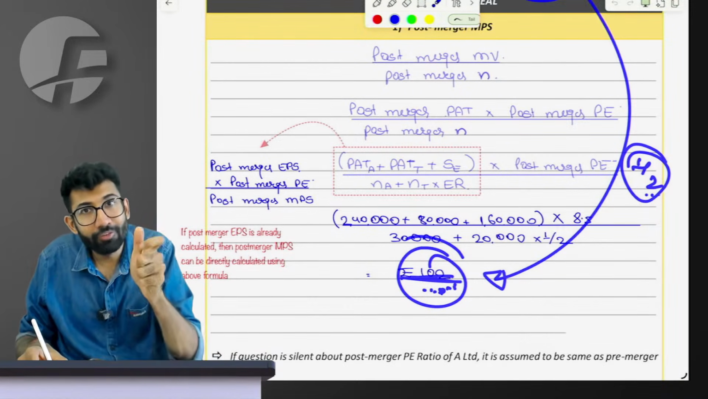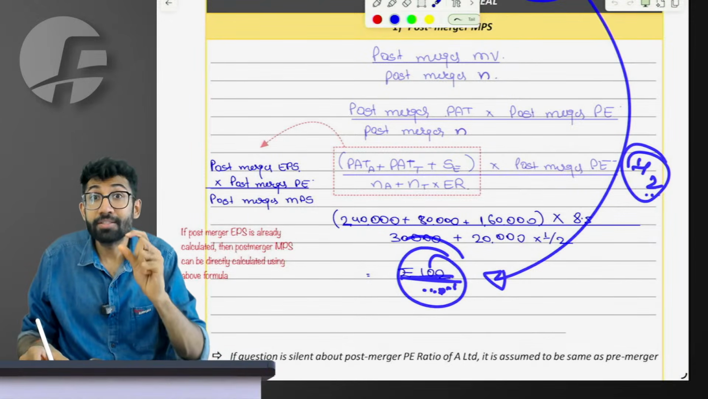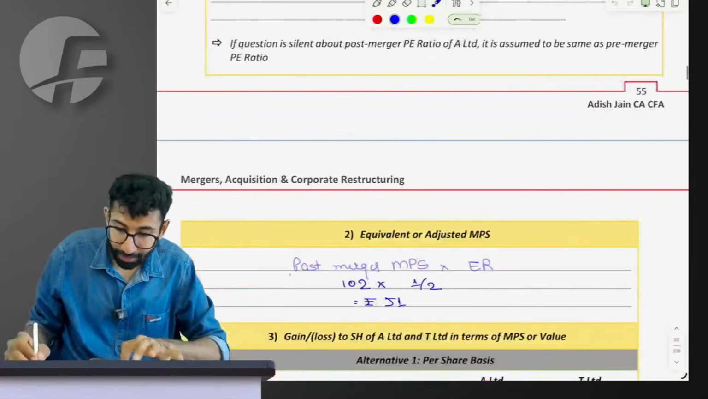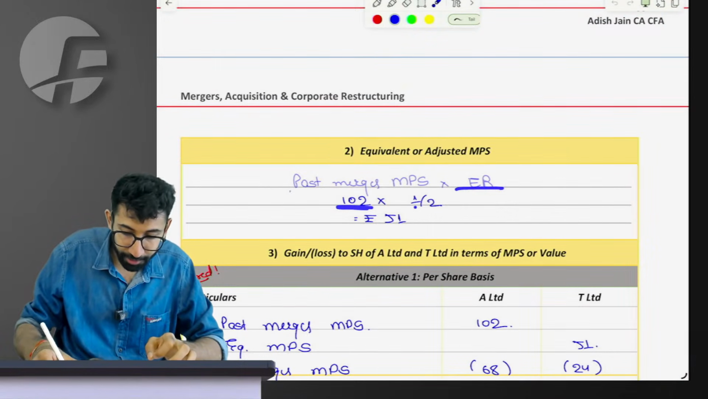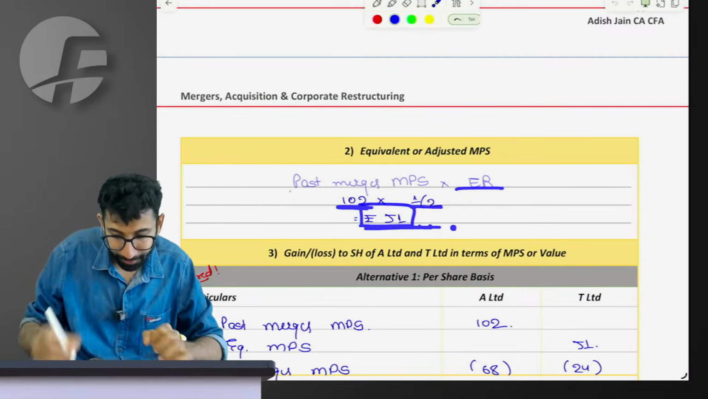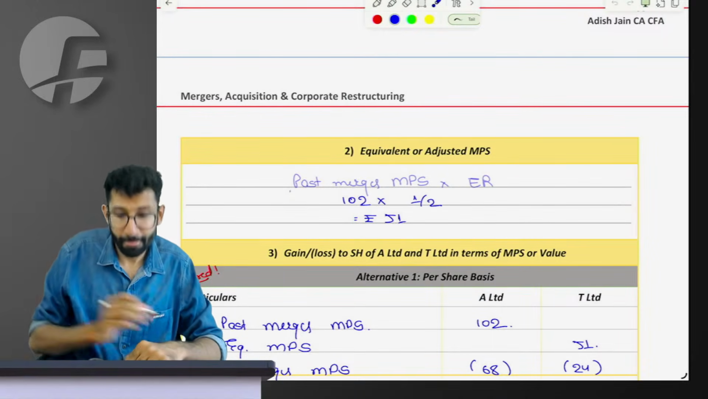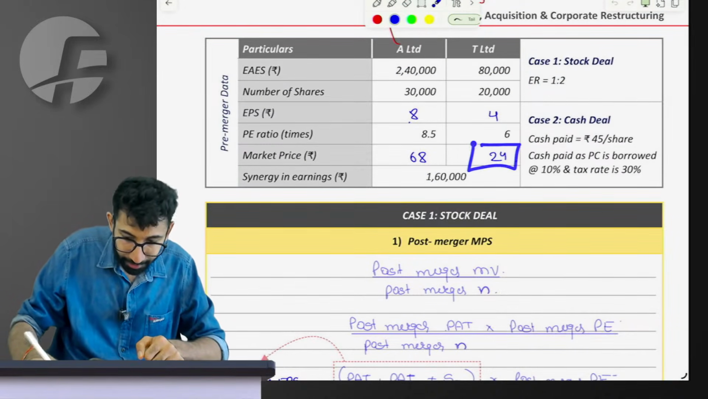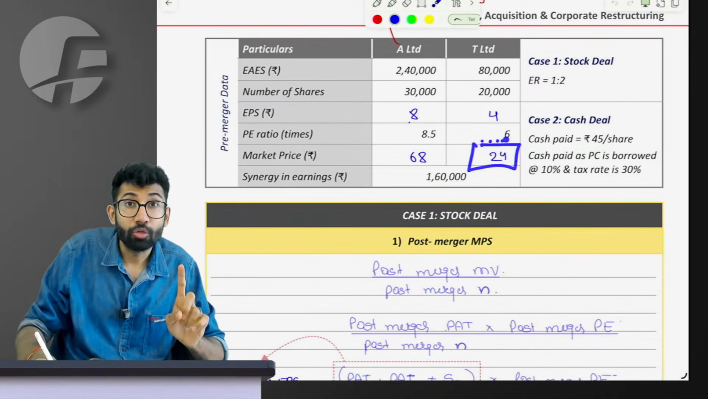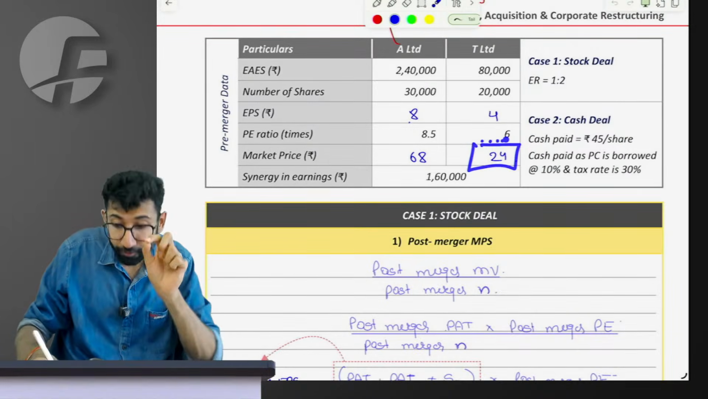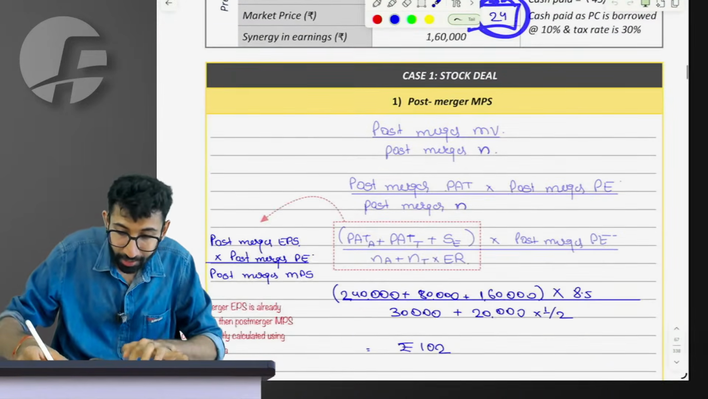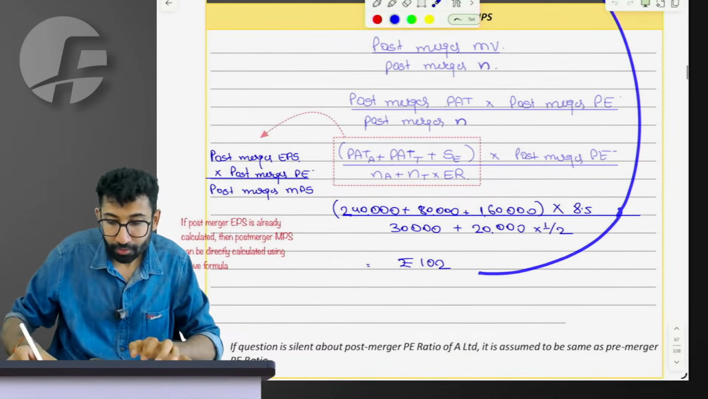So what is the equivalent market price against that half share, which represents the value against their one older share? So I will say equivalent market price is post-merger MPS into the exchange ratio of 1/2, giving you 51 as the equivalent MPS. 51 represents against that one share of the target whose value was 24. So against that one share of target company in the pre-merger situation, how much is their value in the new company?